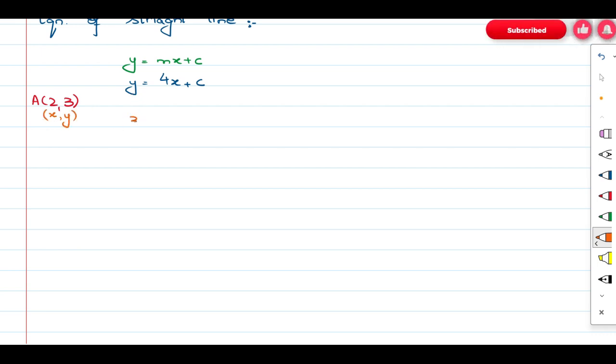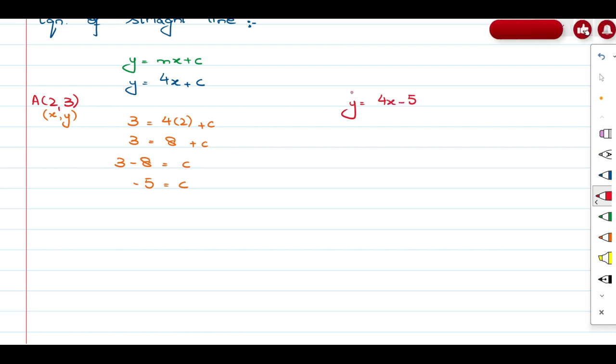So now the y value 3 equals 4 times my x value, 2, plus c. So 3 equals 4 times 2, which is 8, plus c. From 3 take away 8, this equals c. So 3 minus 8 is minus 5, which is the c value. Now we can say the equation of a straight line is y equals 4x minus 5. This is the equation of a straight line when you have 2 points A and B.